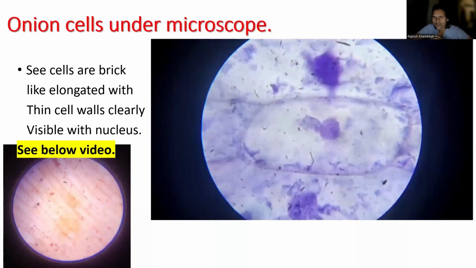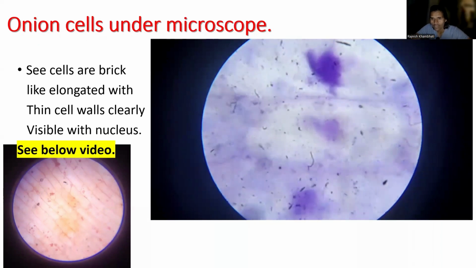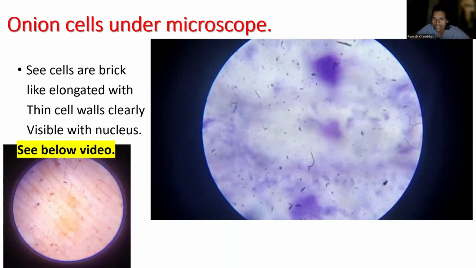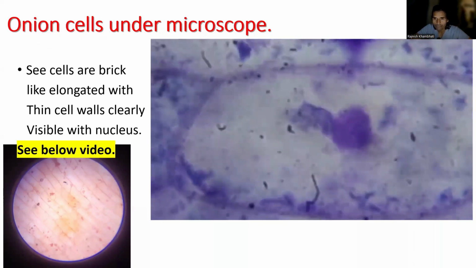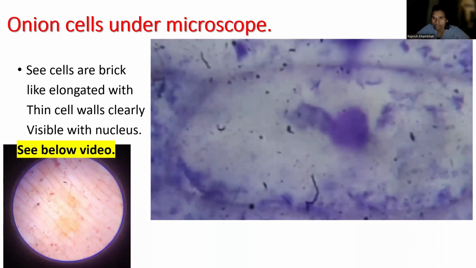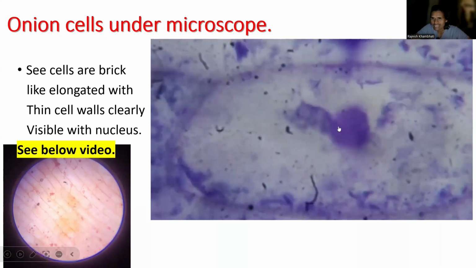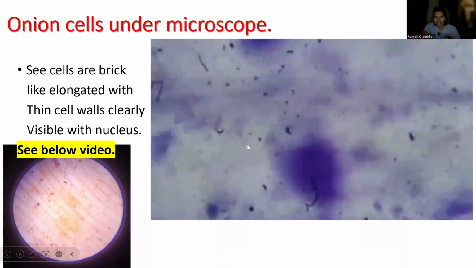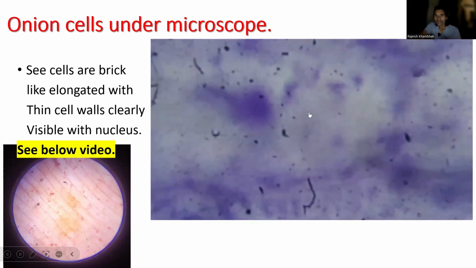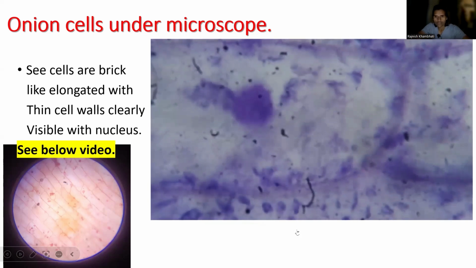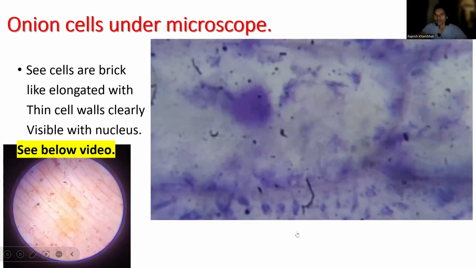This is the video again of the onion cell only. This is the onion cell under the microscope, at 45x zoomed view. If I zoom in, you can see a very clear nucleus. This is the nucleus, very clear. And everything else surrounding the nucleus is cytoplasm. Okay, we don't need to waste time here. Now let's move ahead.